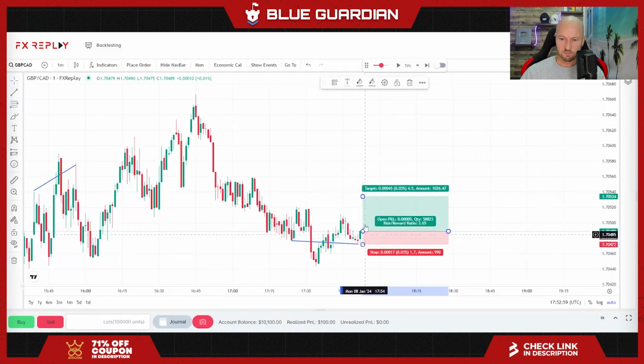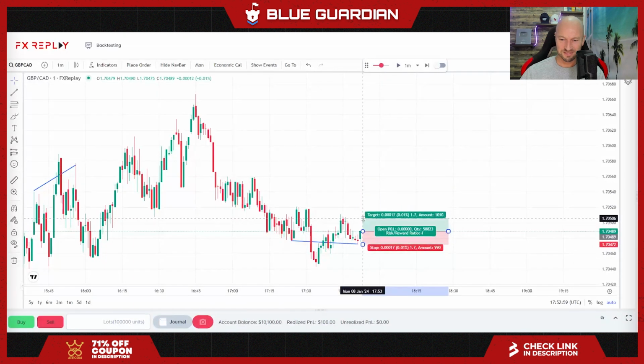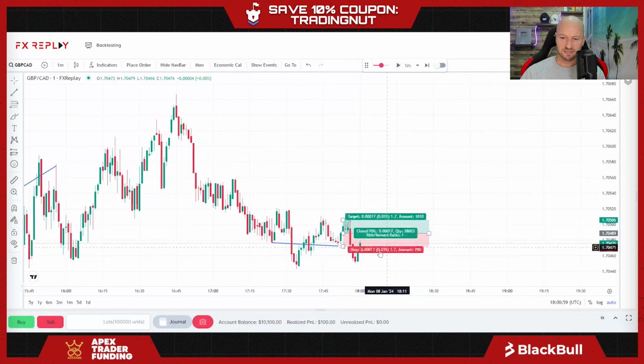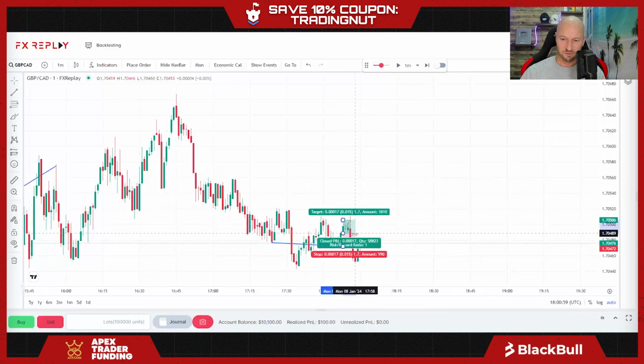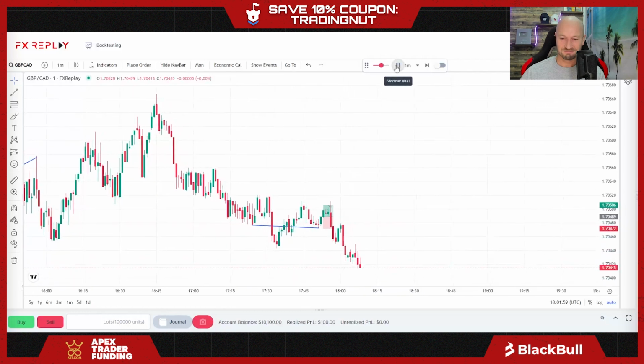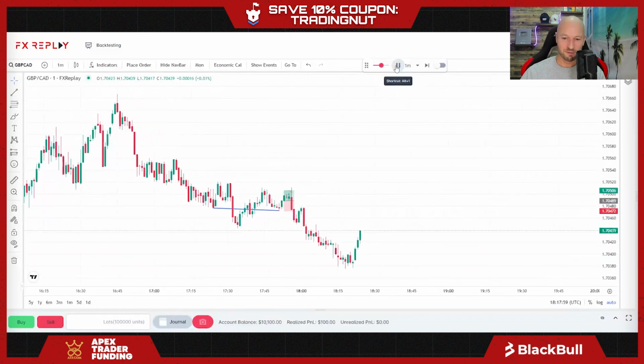Okay, the stop loss is a bit more manageable here. Only 2 point something pips. Let's hit play. Okay, we did get our 1R of 2 point something pips. So it did hit, but you're probably not going to be trading on a 1 minute chart like this.